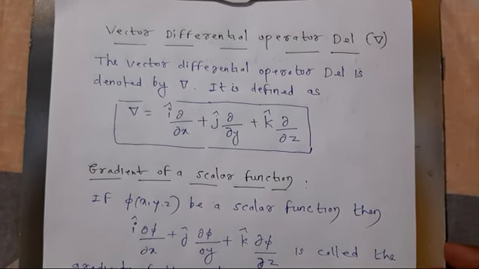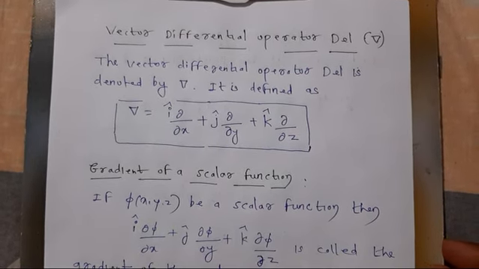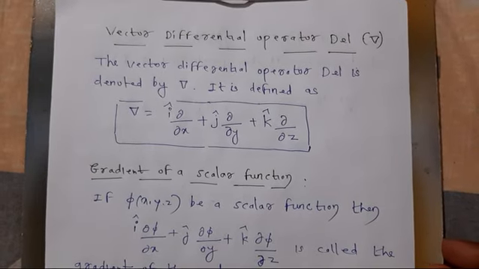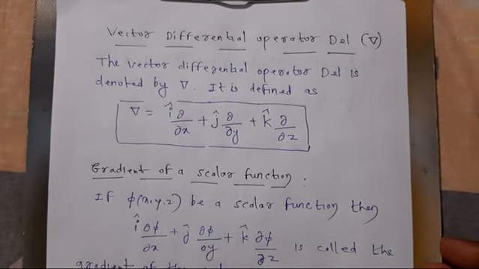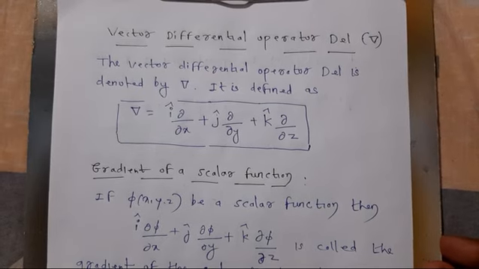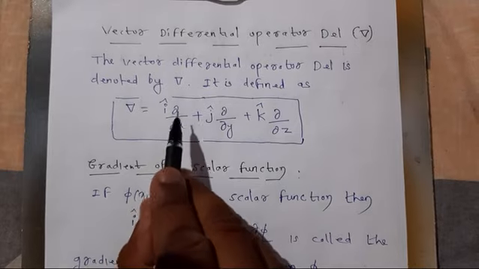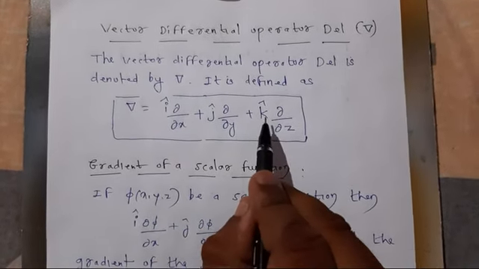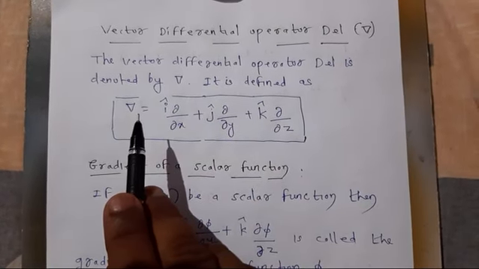Today we are going to discuss two concepts, that is gradient and divergence. In this lecture I am going to discuss gradient. So before that we will define the operator del. The operator del is defined as i ∂/∂x plus j ∂/∂y plus k ∂/∂z. Here the operator del is a vector function.